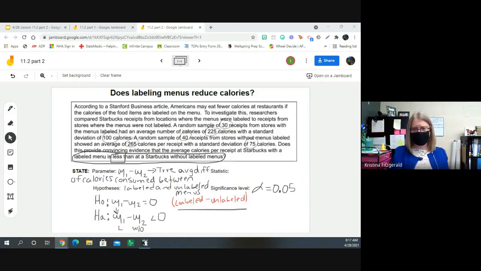Yep, that's a great thing. What questions do we have? Oh, about the state part. I'll write down our difference between the two averages. We had 225 minus 265. We have an average difference of 40 calories for our measured value.